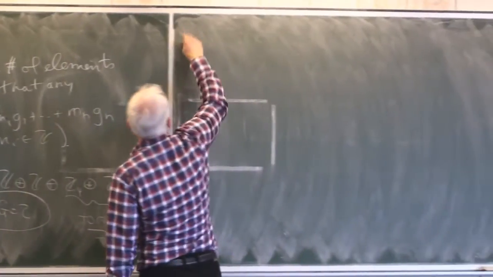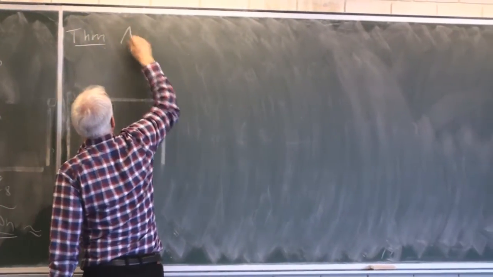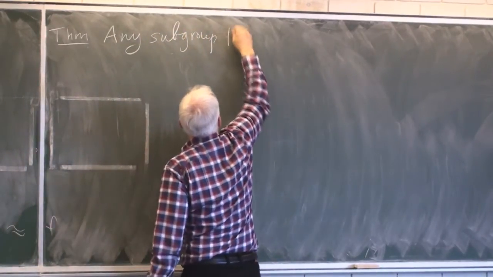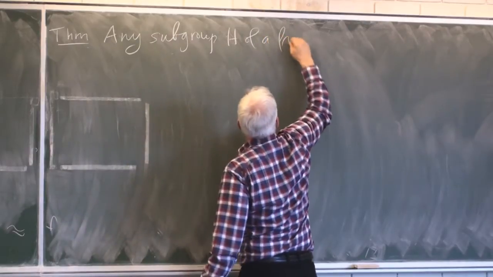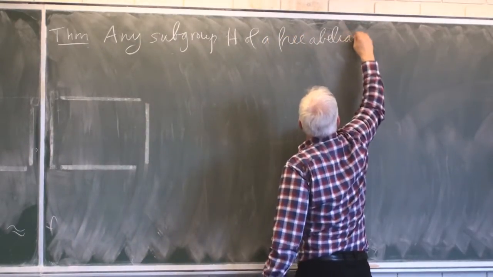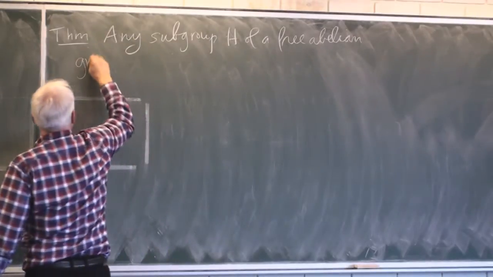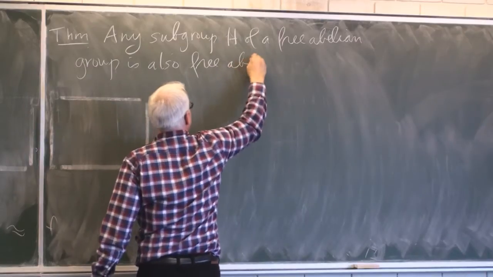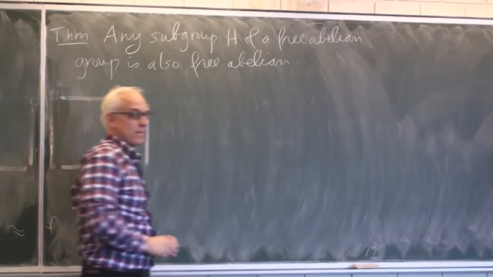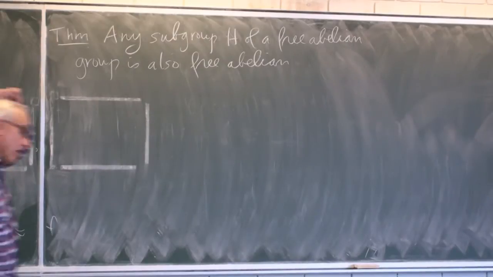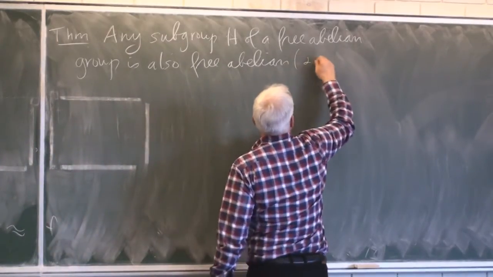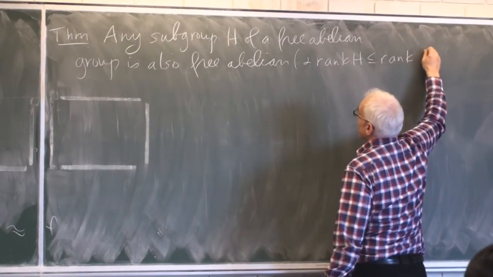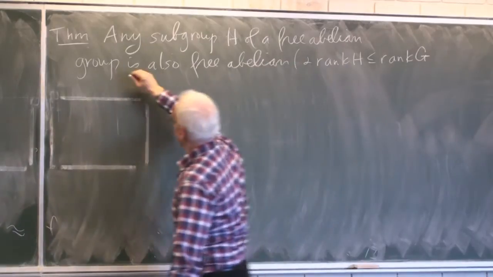I'll mention two more theorems. Another theorem is that any subgroup H of a free abelian group is also free abelian. And in fact, its rank is less than or equal to the rank of G, the free abelian group G.